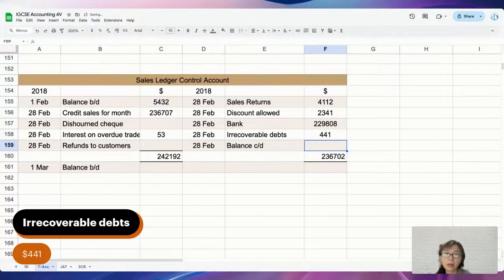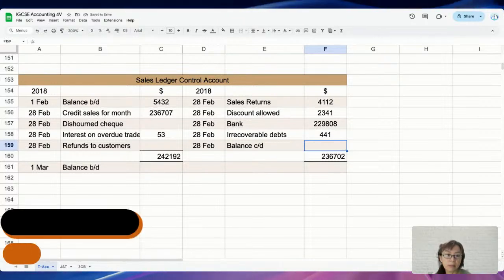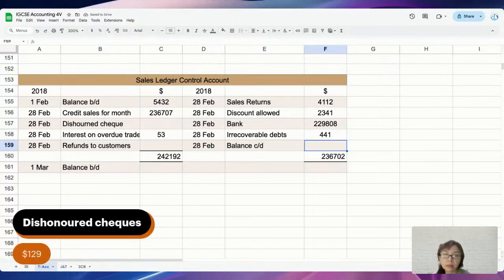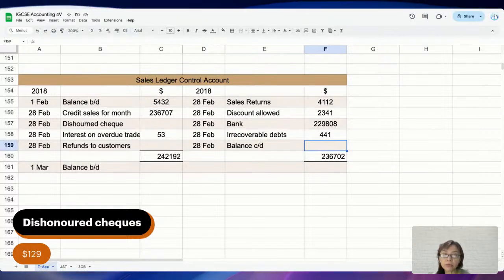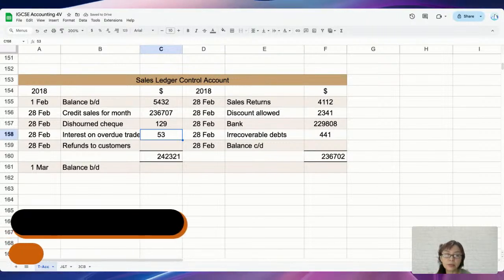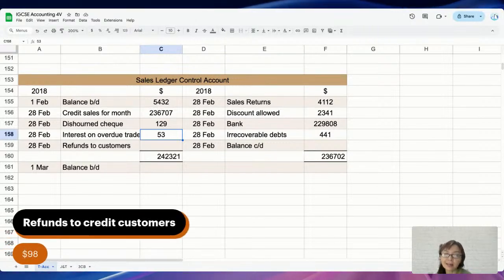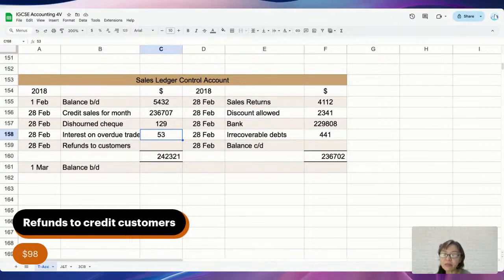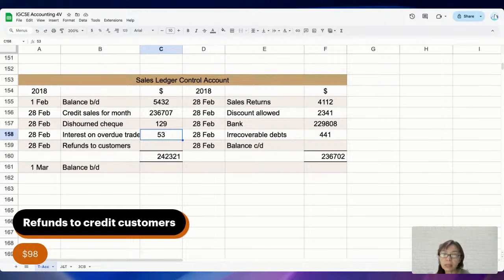And how much is that? 441, right? And then what else do we need to enter? Dishonored check. Yes, dishonored check 129. The bank informs you that the check is not working. Then there is a refund to a credit customer. Maybe the customer paid too much, 98. So we need to record it down.